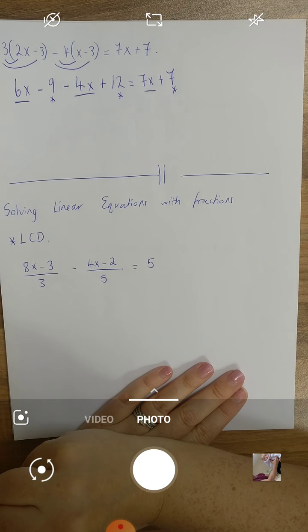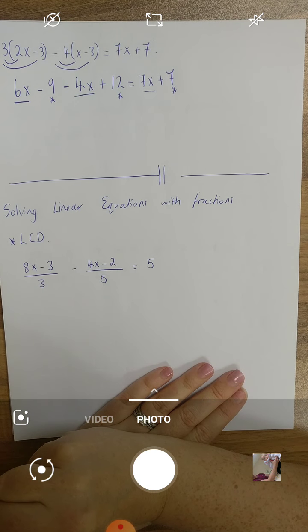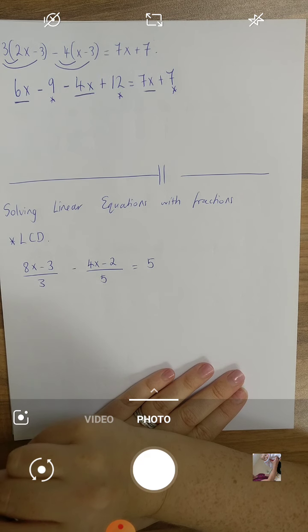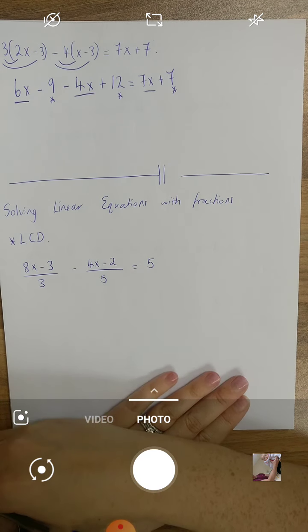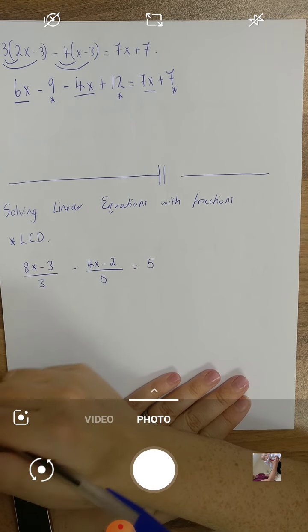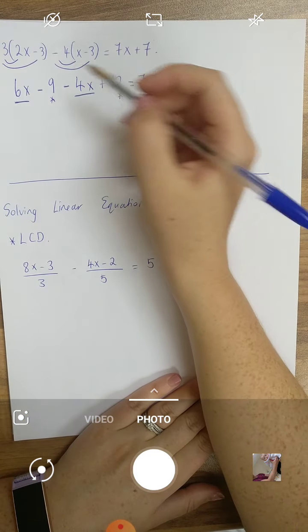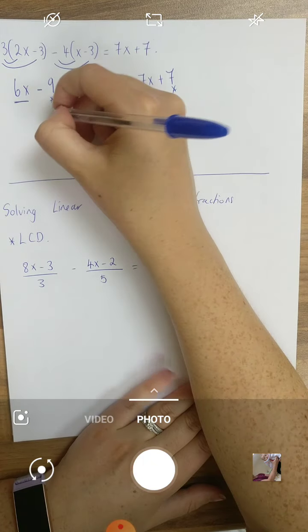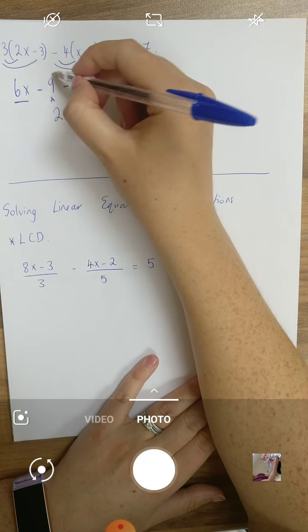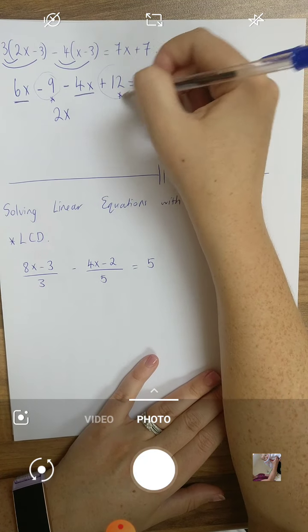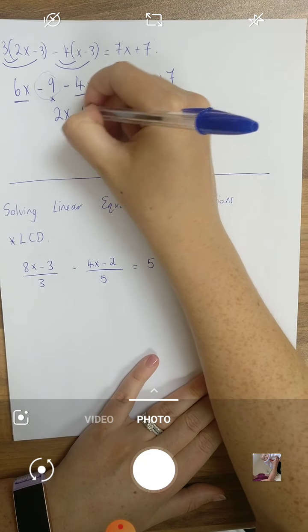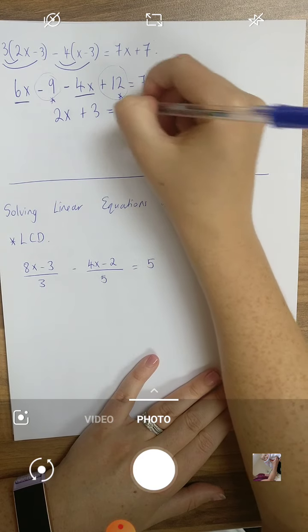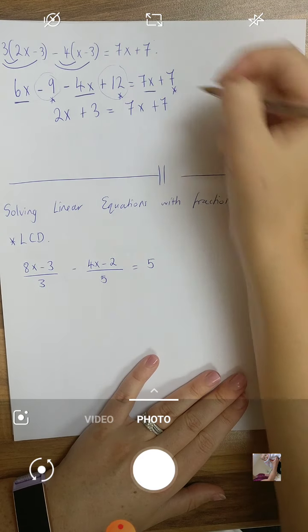So I've underlined my 3x terms and I've put stars under my 3 constants. And remember, the idea is that we'll put the x's on one side and all the numbers on the other side. We can tidy up this left-hand side first of all. So 6x minus 4x is 2x, minus 9 plus 12. So if you're on negative 9 and you add 12, you end up on plus 3, equals 7x plus 7.